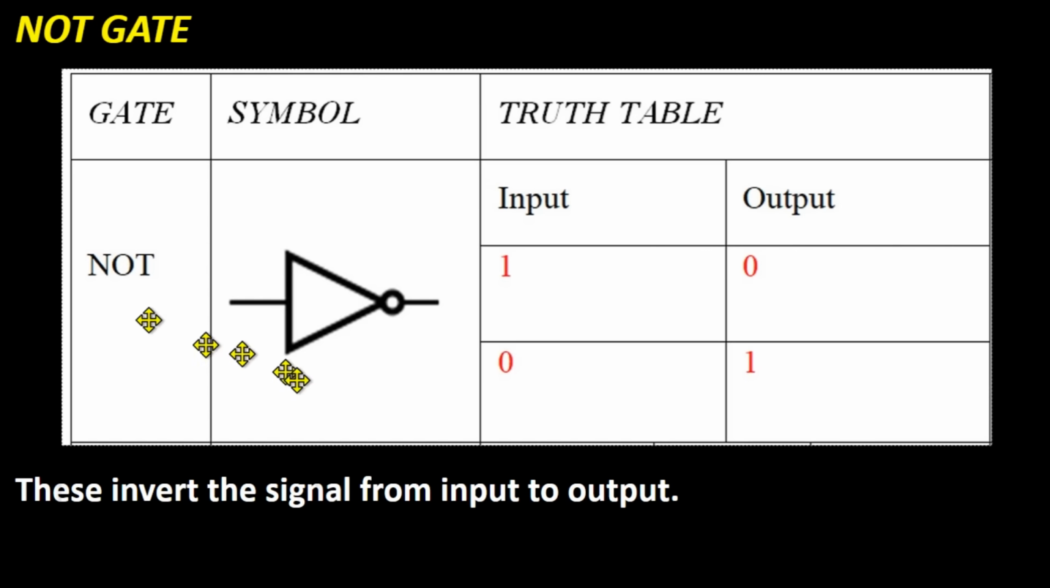So a NOT gate, this is the symbol here, and if the input is 1, it will invert that signal and turn it into a 0. If the input is 0, the output is going to be 1. NOT gates are also called inverters.